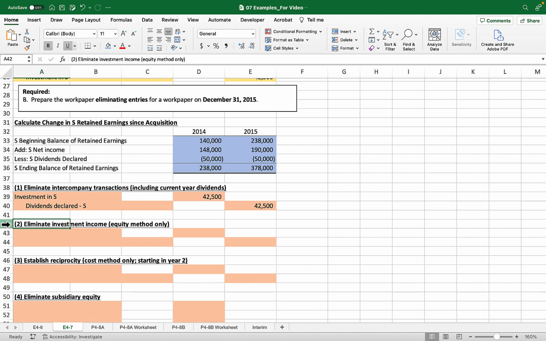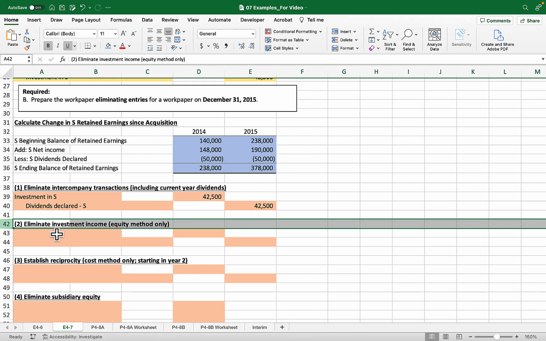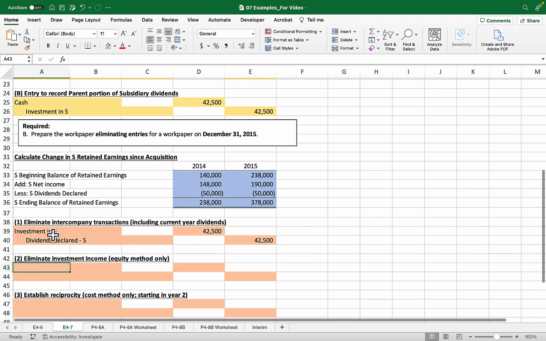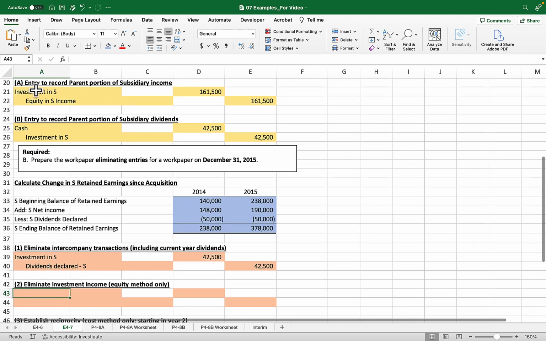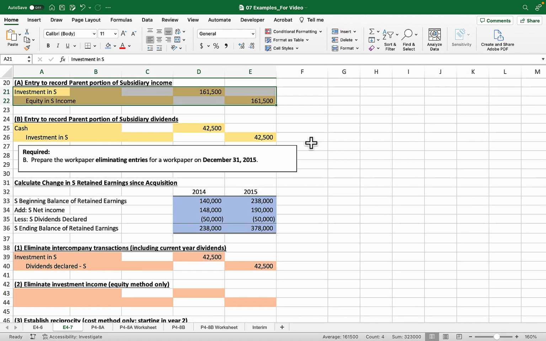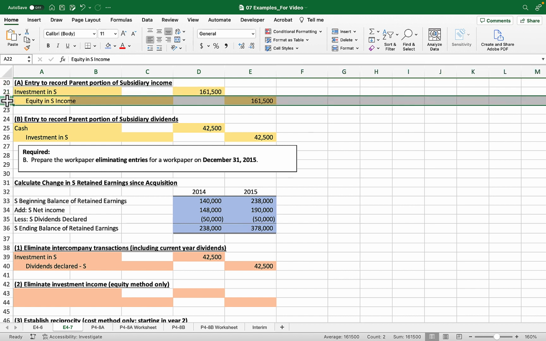Then number 2 is eliminate any investment income. This is for the equity method only. We are doing the equity method, so we're going to need to do this. Again, we can reference the entry we made on the parent books. And so we see that we recognized $161,500 of investment income. We don't want to recognize that on the consolidated financial statements because instead we're going to take the subsidiary's income statement and add it to the parents.